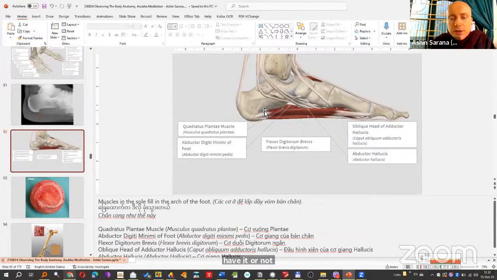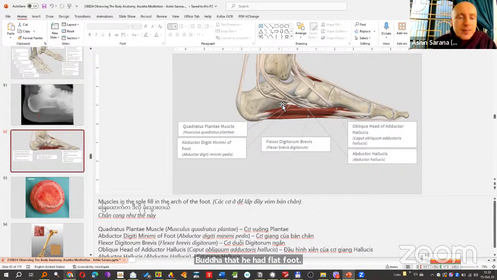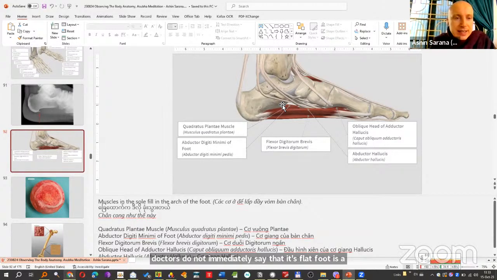Okay, now here I want to show you the arc. So arc means that something is round. So here the foot, the bones are in a round shape and they're filled by muscles. But we know about the Buddha that he had flat foot. Some people believe that flat foot is a disease, but doctors do not immediately say that it's a disease. Flat foot is a disease when it causes you troubles. If it doesn't, it's no problem.